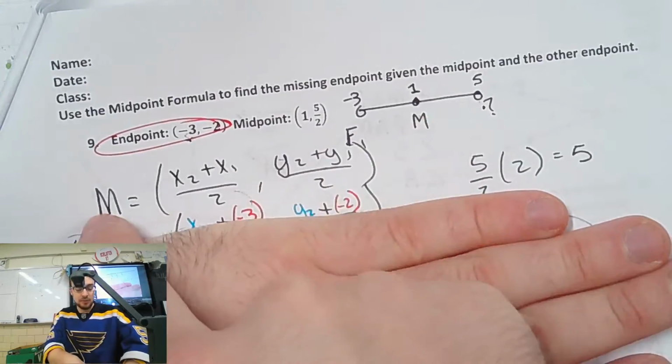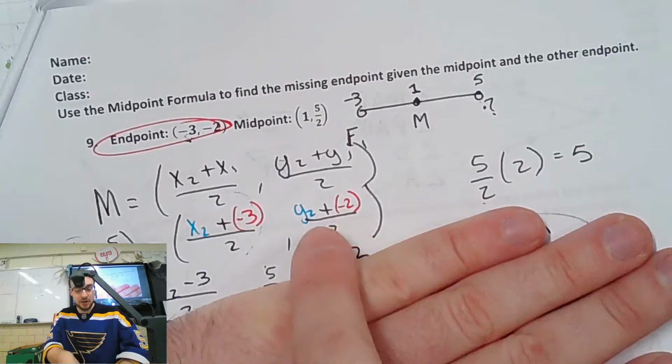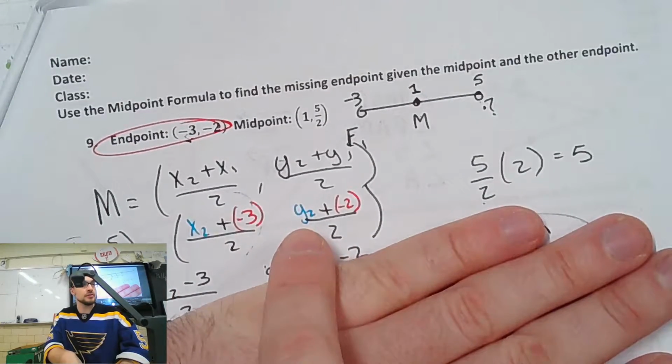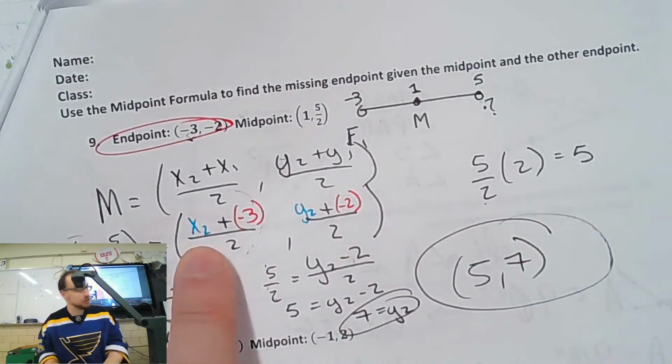But we already know the midpoint, so I plug that in. I already know one of the endpoints, so I plug that in. I don't know the other endpoint, the x2 and y2. So I'm going to solve for those. So here's what I have to do. I have to get x2 on its own.